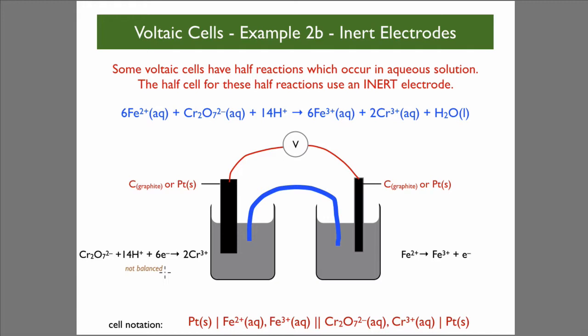You can see the cell notation down the bottom. We've got the platinum anode on the left hand side, we've got the phase boundary for that iron 2 plus and iron 3 plus, and over here we've got the dichromate and the chromium 3 plus with the platinum cathode.